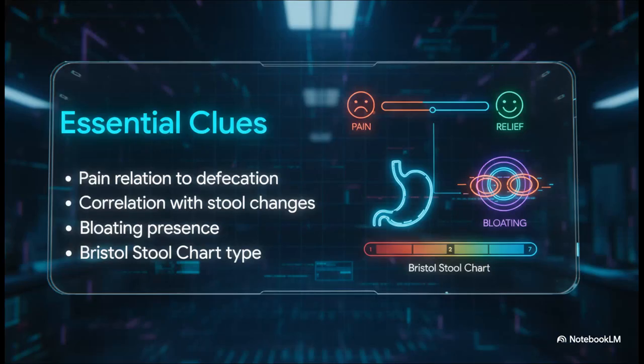During this initial assessment, we are hunting for essential clues. You need to ask very specific symptom questions. For instance, does the pain improve or worsen with defecation? Does the pain correlate temporally with constipation or diarrhea? Is there any bloating present? These are the hallmark signs that point heavily toward a functional diagnosis. We also need to assess their stool pattern using the Bristol stool chart, classifying it from types 1 to 7. This basically sets the entire stage for the rest of our workup.